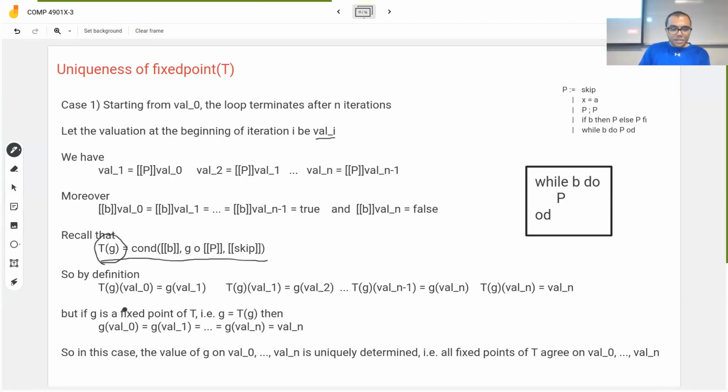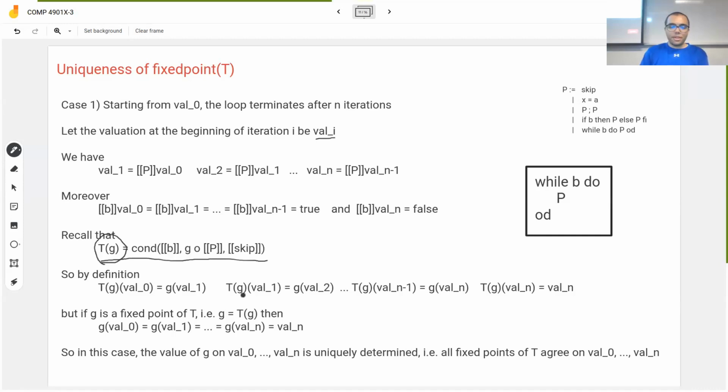Okay, so what is T of G of val 0? Yeah, it's G of val 1, but why is that? Because at val 0, B was satisfied. Remember, B of val 0 was true. And because B was satisfied, it would just do G of P. But that means that it does P first. But P of val 0 is val 1, and then it does G of val 1. Okay, so T of G of val 0 is G of val 1.